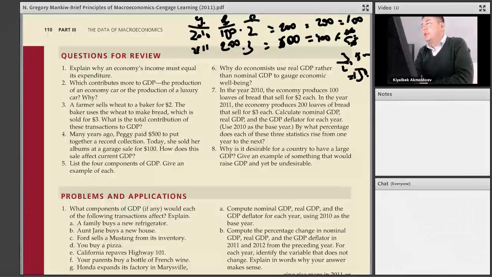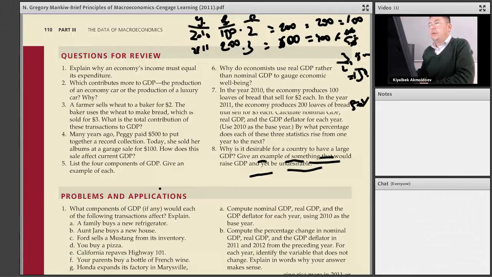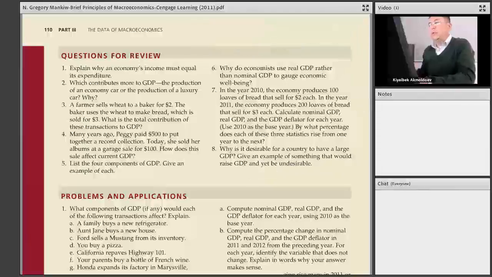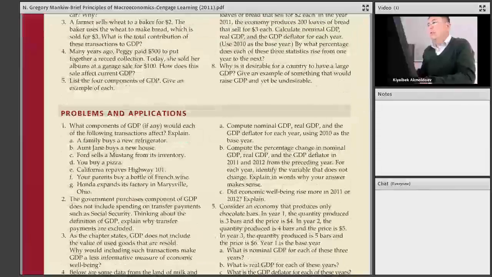What percentage change is that from one year to another? It is 50%. And what is desirable for a country to have large GDP? Give an example of something that would raise GDP: it is productivity. Let's go on to the next question, the problems and applications part.